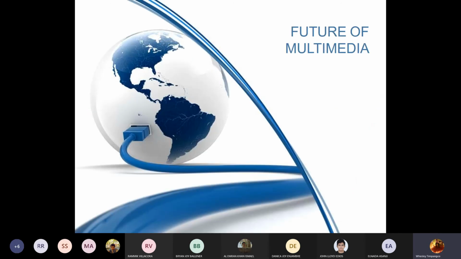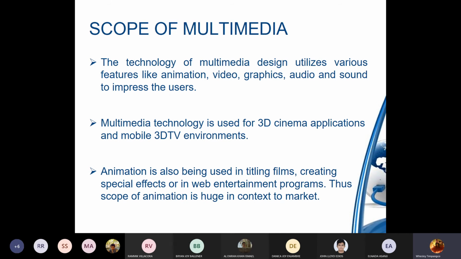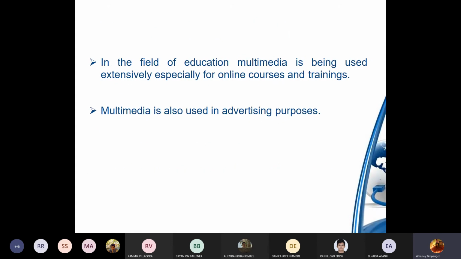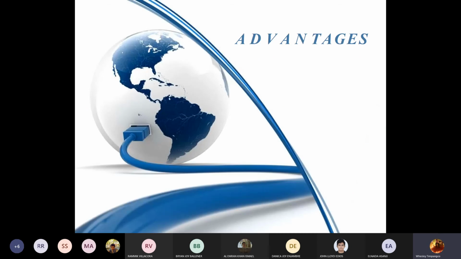And so, for the future of multimedia, multimedia technology design utilizes various features like animation, video, graphics, audio, and sound. The technology is used for 3D cinema applications and mobile 3D TV environments. Animation is also being used for film titling and creating special effects for web entertainment programs. The scope of animation is huge in context to the market. In the field of education, multimedia is being used extensively for online courses and trainings. Multimedia is also used in advertising purposes.